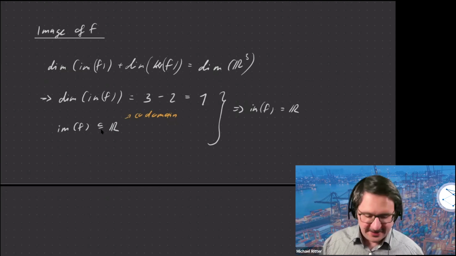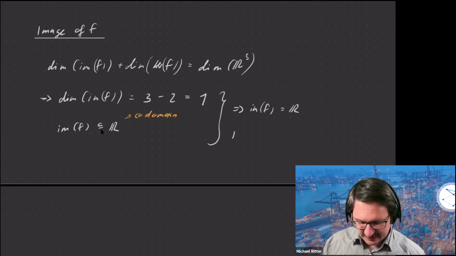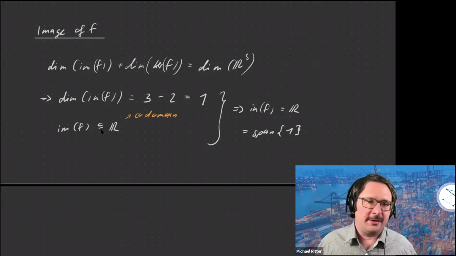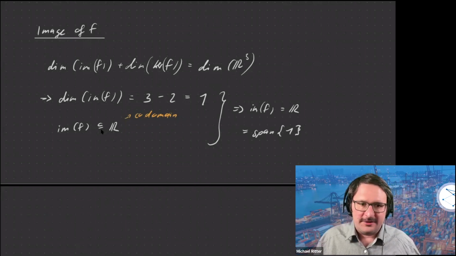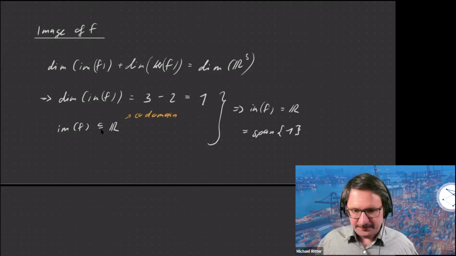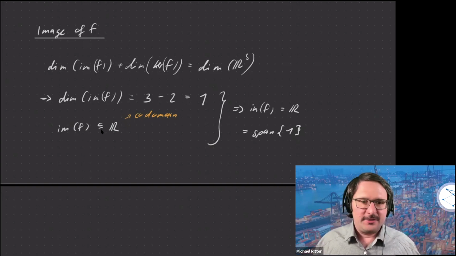And if you want a basis for that, we could say this is spanned, for example, by any vector in that set that is not the zero vector. So for example, by the number 1. But as I said, any number would be fine here. Okay, so in this case, invoking the rank-nullity theorem gives us the answer right away.